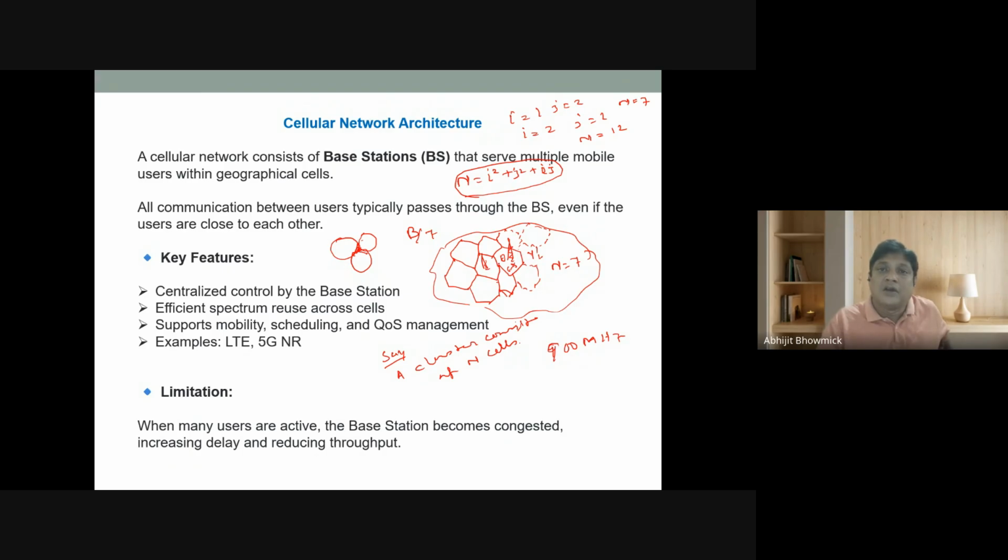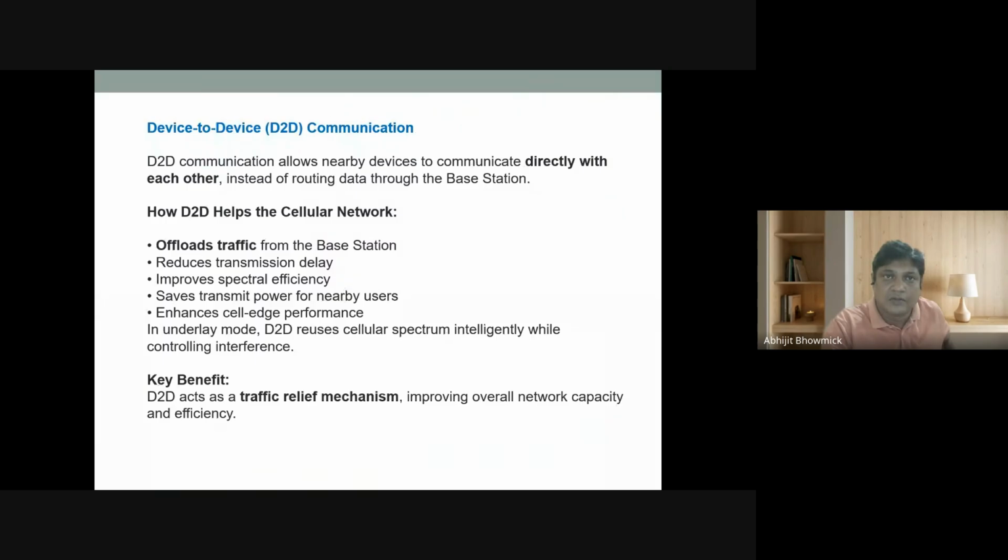My main concern here, in case of cellular network, the users are supported by the base stations. So if the number of users increases, then base stations may suffer from traffic burden. Now, how can it be handled? Every day the population is increasing, the number of users is increasing. So obviously, every day the traffic burden to the base station is increasing. So how can it be handled? That solution is device to device communication.